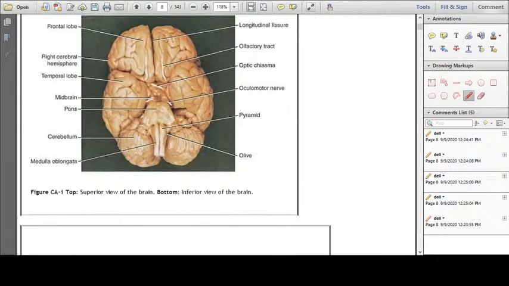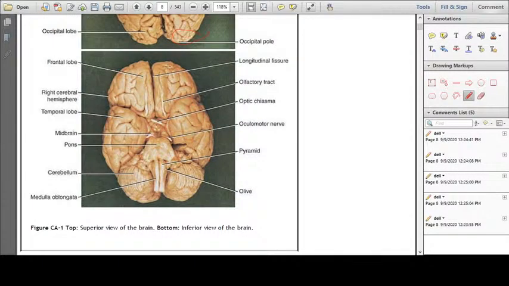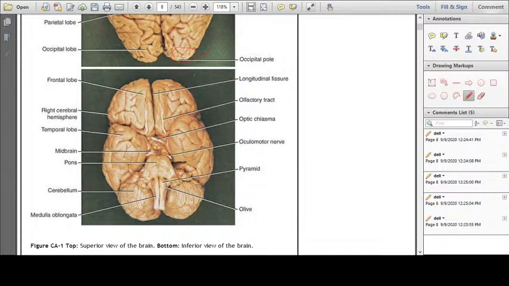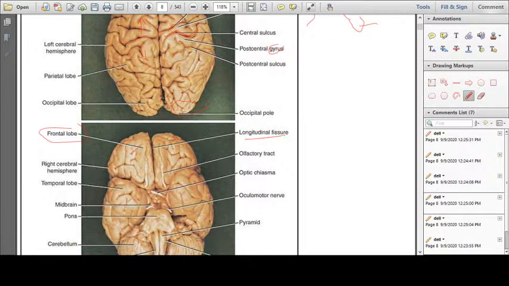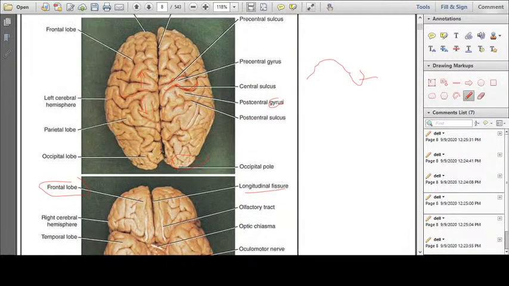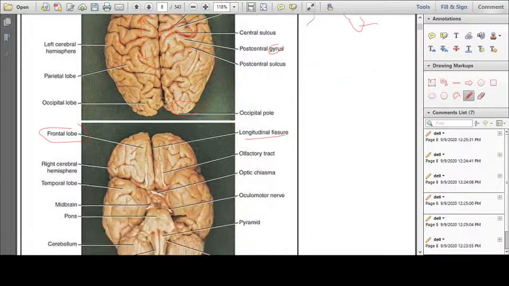Now this is the bottom view of the brain, the inferior view. In the inferior view we can see the frontal lobe, the same frontal lobe out here. And this one is the longitudinal fissure. It was visible from above as well, but not that prominent. However, it is more prominent in the inferior view.